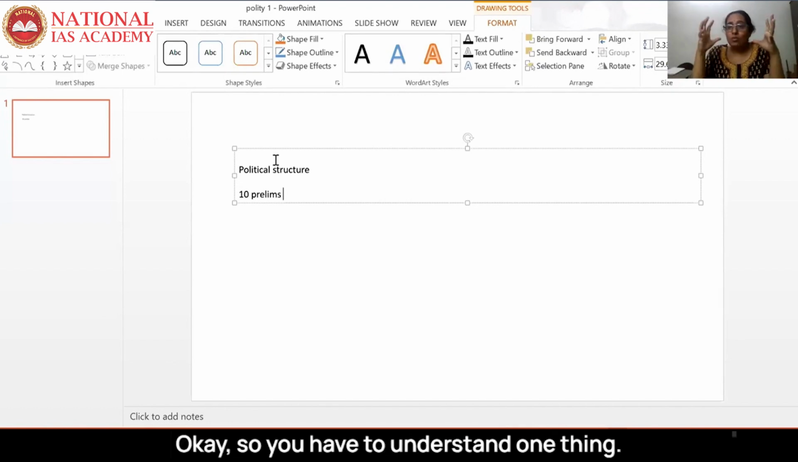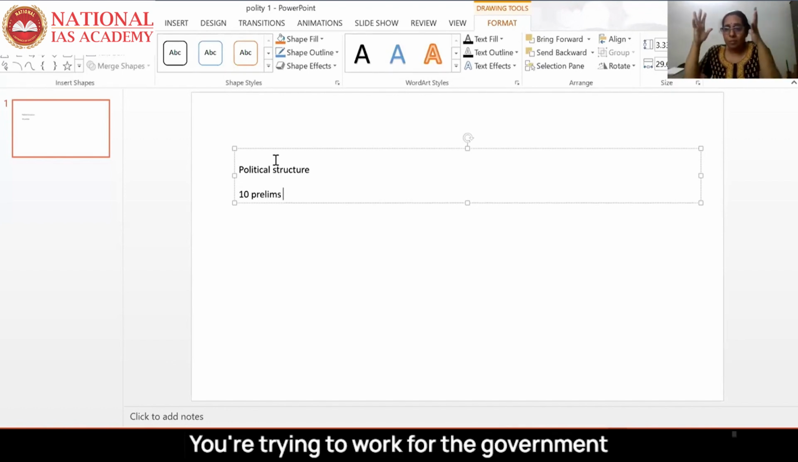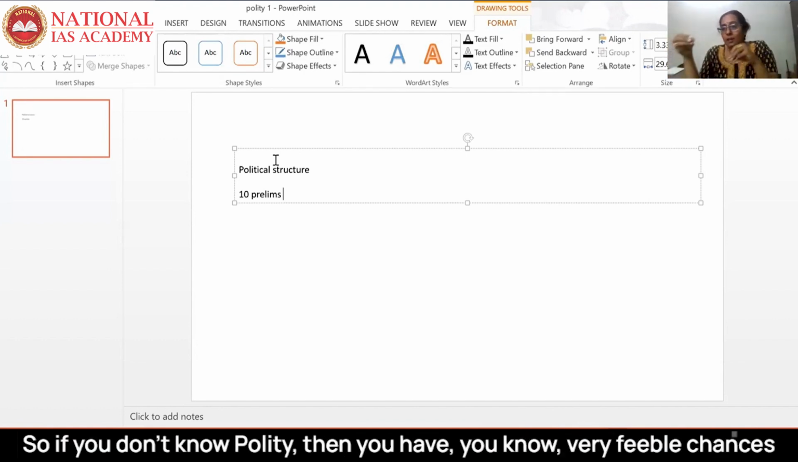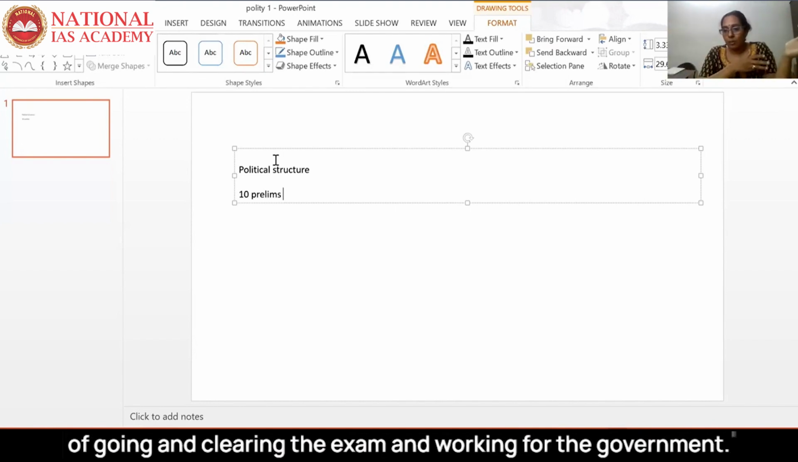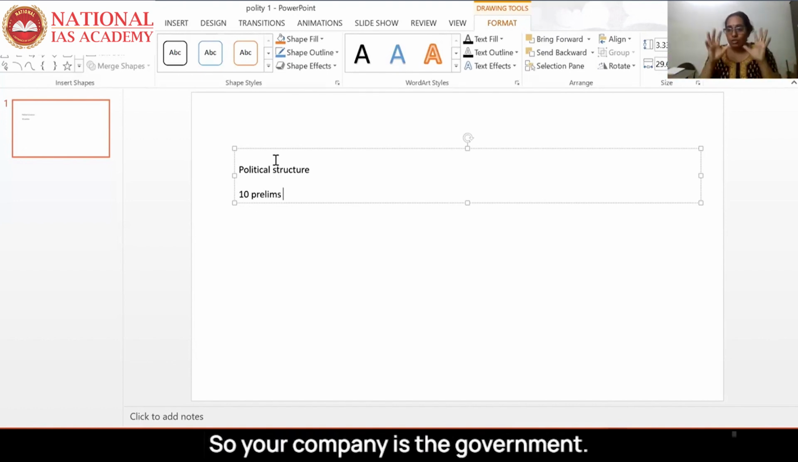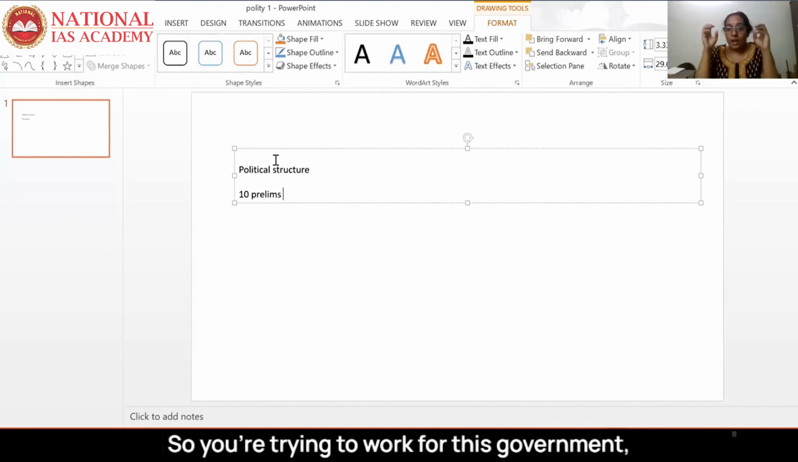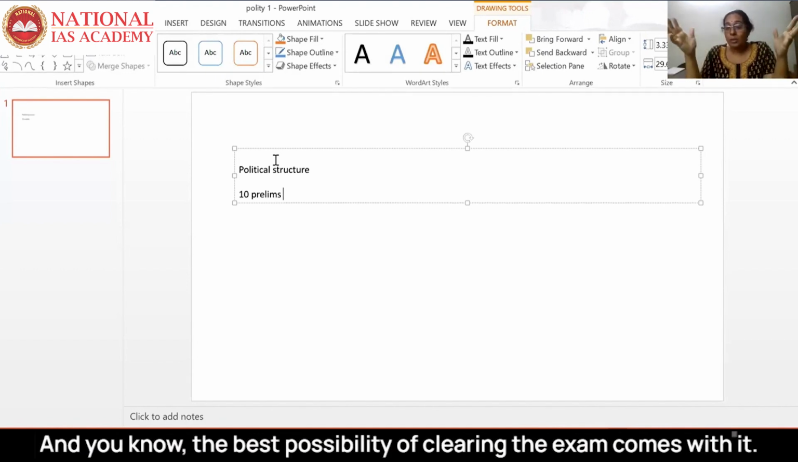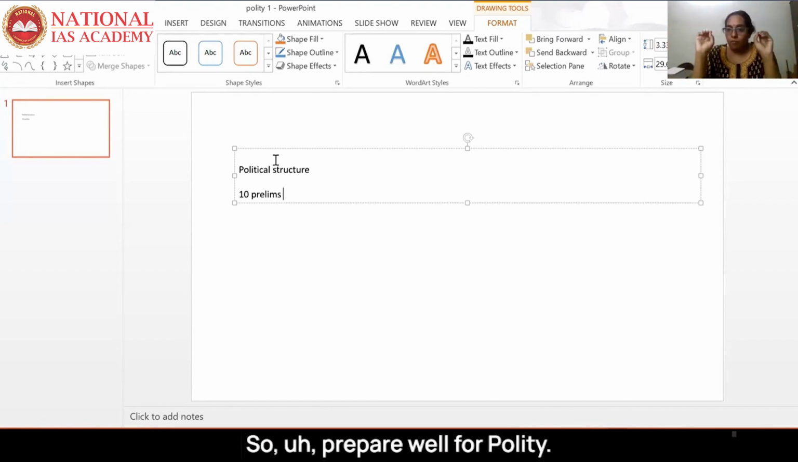Okay, so you have to understand one thing. You're trying to work for the government, and government is polity, political structure. So if you don't know polity, then you have very feeble chances of going and clearing the exam and working for the government. So you're trying to work for something. So this is your company. So your company is the government. So you're trying to work for this government, understand what is government, how the government functions, and the best possibility of clearing the exam comes with it. So prepare well for polity.